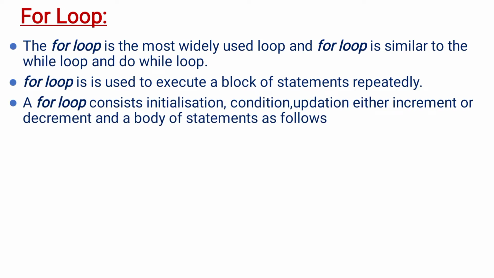A for loop consists of initialization, condition, updation, either increment or decrement, and a body of statements, as follows. So a for loop consists of initialization, a condition, and an updation part, whether it is to increment the value or to decrement the value, and a body of the statements to be executed.